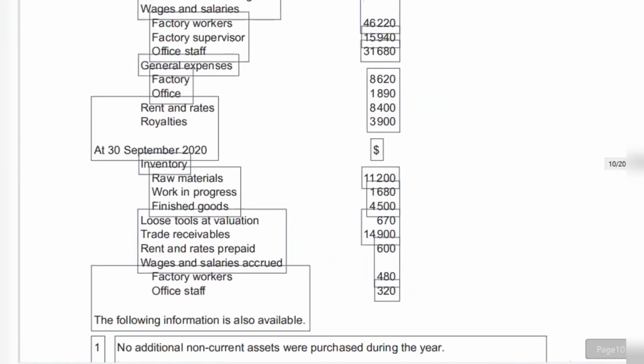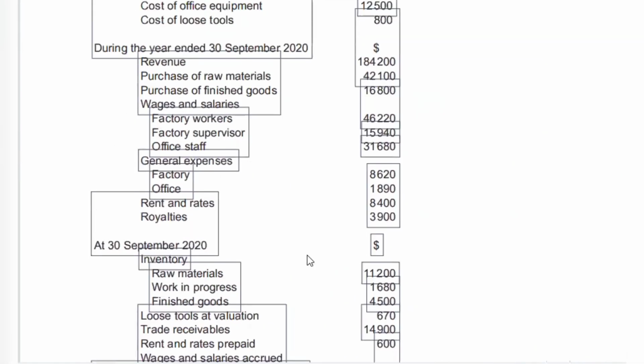Then we have direct expenses or direct labor. We have direct factory wages of 46,220. We have royalties. We have factory overheads. We have indirect factory wages, factory general expenses, factory rent and rates, and we have factory machinery and loose tools over which we have to calculate the depreciation.